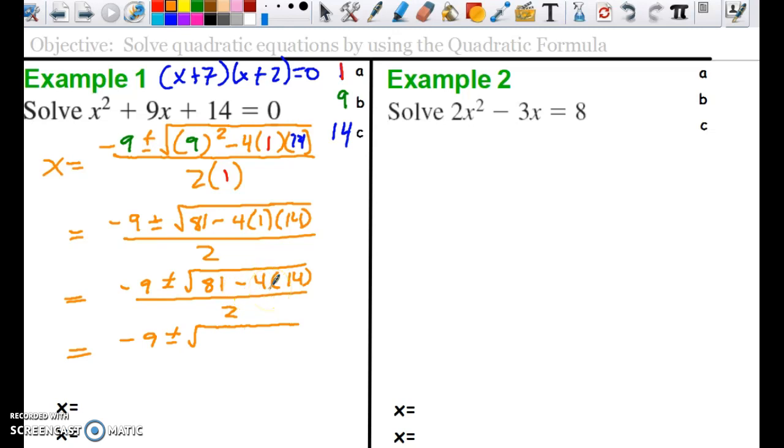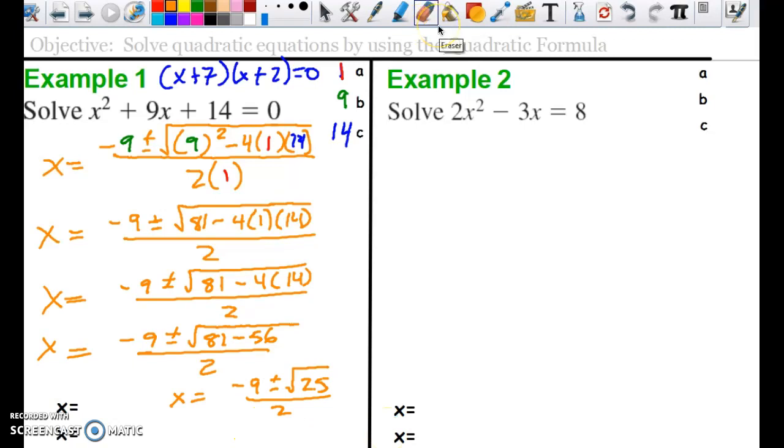I'm going to use a calculator just to speed things up. 4 times 14 is 56. So I have 81, and it's a negative times a positive, so I have negative 56 all over 2. And so I have x equals, and again, this is all x equals. I have negative 9. What's 81 minus 56? It should be 25. And why is this one easier? Well, we know what the square root of 25 is, right? I don't even have to use a calculator for this one.